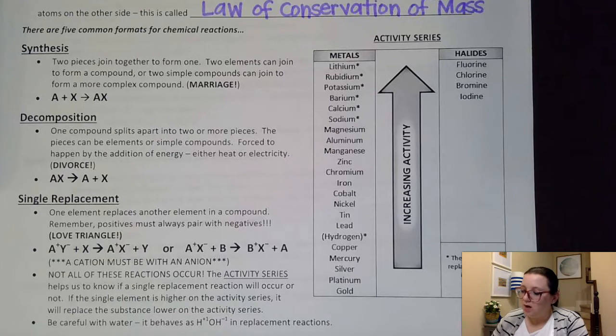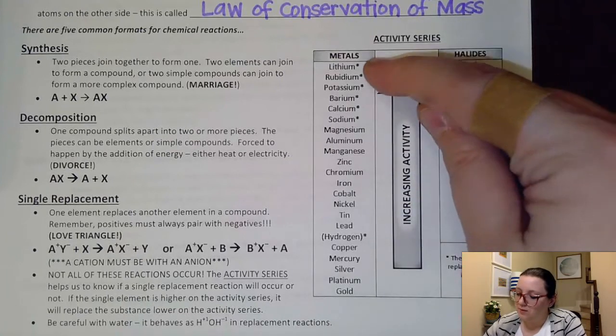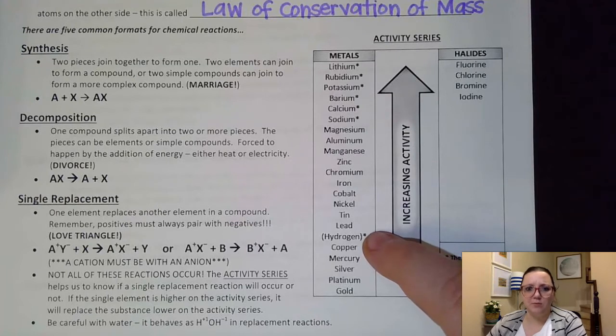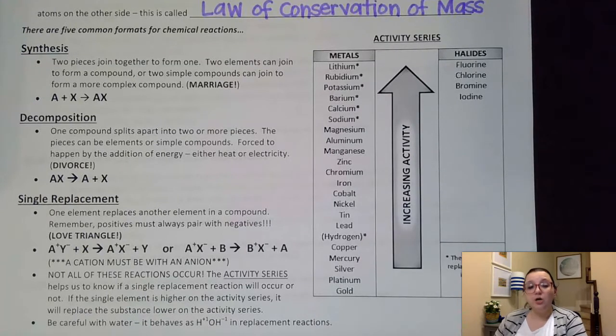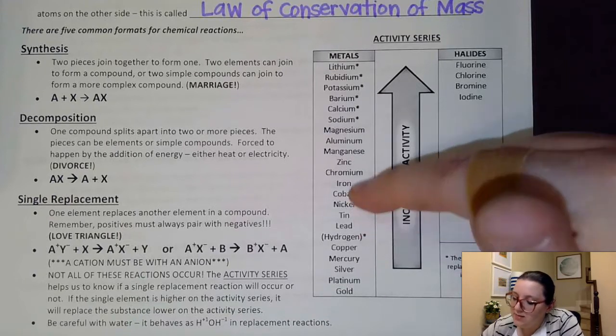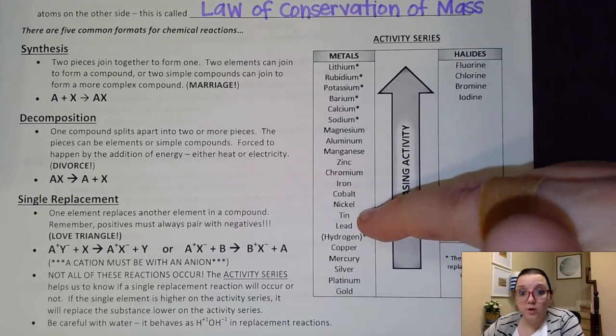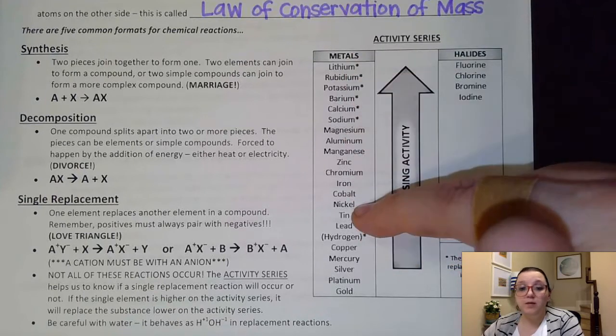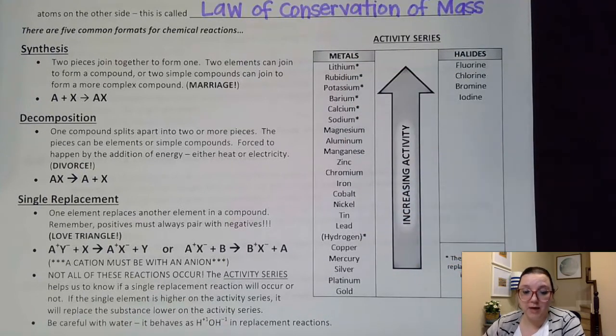Now you notice on the metal side of this, a few of these have some stars, and then you see down here hydrogen, and you're like, what in the world does that mean? So when I have a single replacement that involves a hydrogen, any of these metals up here would replace hydrogen in a compound. It would be one of these would be enough to kick hydrogen out of a compound.